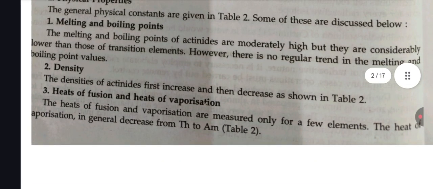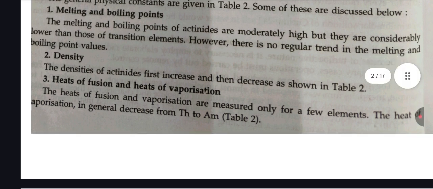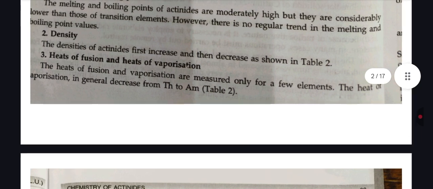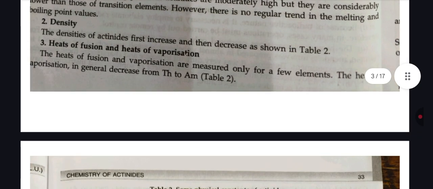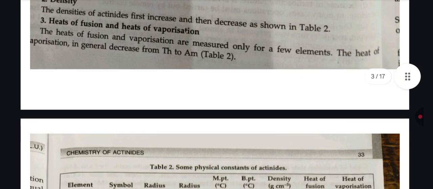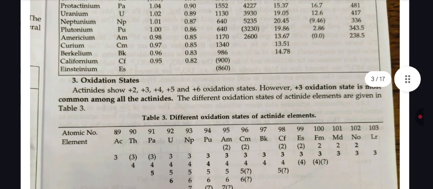Physical properties. First is melting and boiling point. The melting and boiling points of actinides are moderately high, but they are considerably lower than those of transition elements. However, there is no regular trend in melting and boiling points. Second is density. The densities of actinides first increase and then decrease, as shown in table 2. Third is heat of fusion and heat of vaporization. The heat of fusion and vaporization is measured only for a few elements. The heat of vaporization generally decreases from thorium to americium.